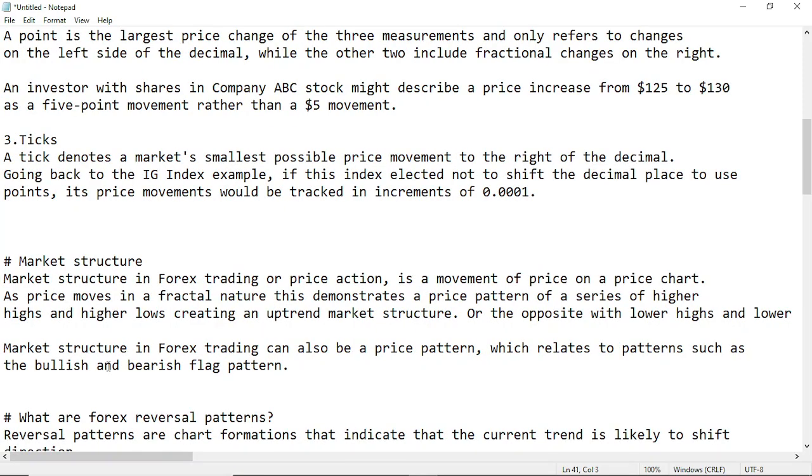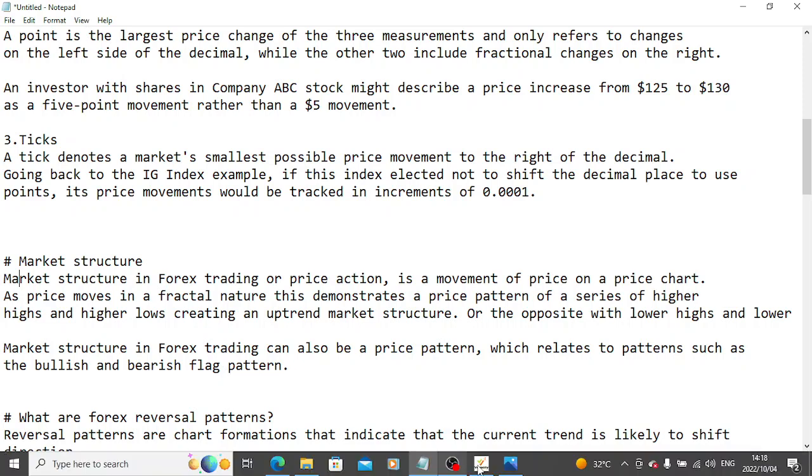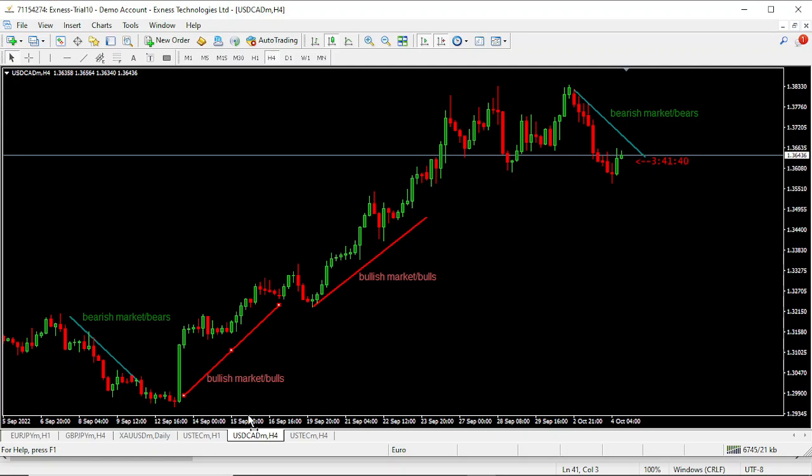Market structure in forex trading can also be price pattern, which relates to patterns such as the bullish and the bearish flag. So we're gonna have a look at patterns after we are done with the structure. So when they're referring to structure, this is what they are referring to. I want you to have a look at this market over here.